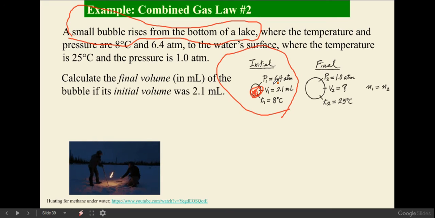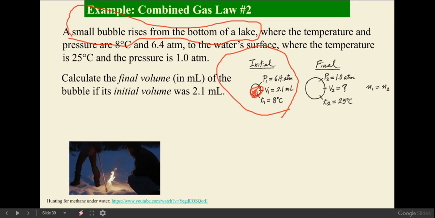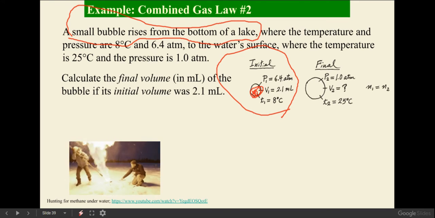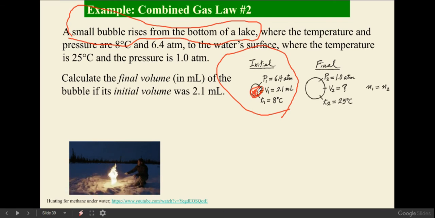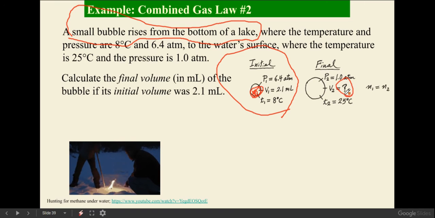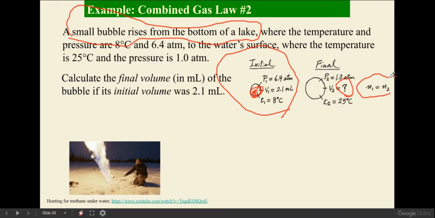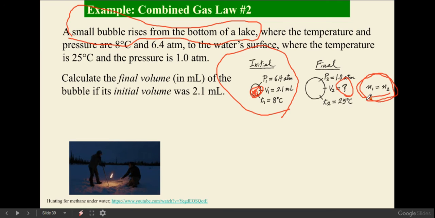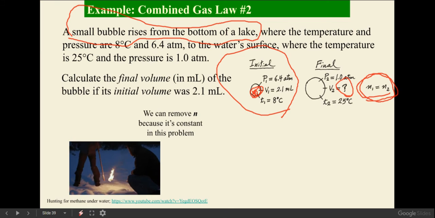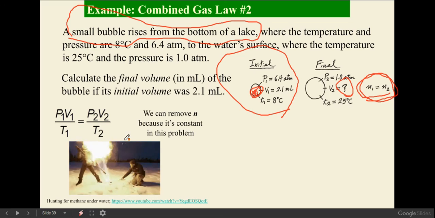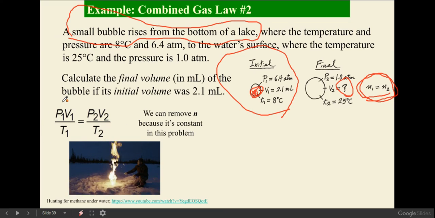So at the bottom of the lake, there's high pressure, low volume, and low temperature. But as the bubble rises, temperature increases as it gets closer to the sun. The pressure drops because there's not as much water on top. So how is that going to affect the volume? Now we're going to say N1, the moles of gas in this bubble, stays exactly the same. So if that's the case, we can remove it and we're left with this. PV over T equals PV over T.